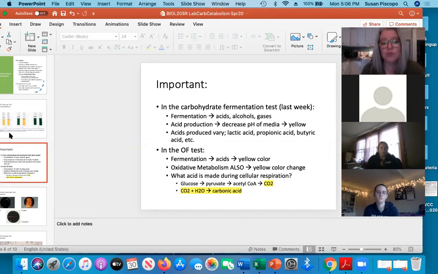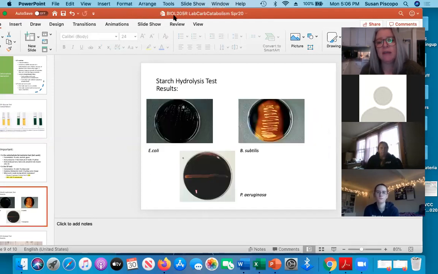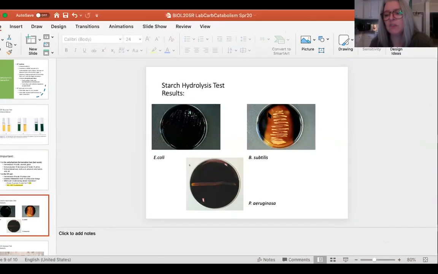So just a little something to know about with regards to where the acid comes from in those tubes. So we have to be able to evaluate both tubes. We have to be able to evaluate the tube that's open to the air, the oxidative tube, and the tube that's under the oil, the fermentative tube.